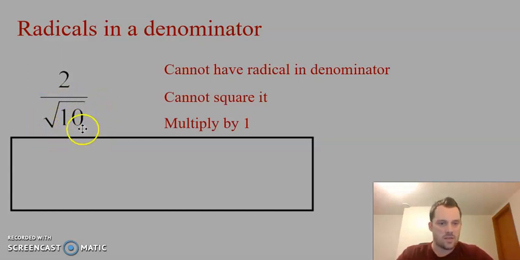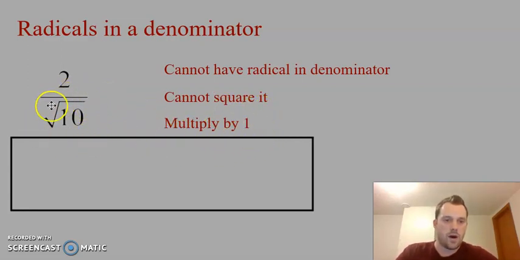We can't just take this and square it, because the square root of 10 being squared, those would cancel each other out and we'd be left with just the 10. That would be a completely different value from what we have here. And we can't just square the top and the bottom. It doesn't quite work the same. So we have to think about this multiplying by 1 concept.